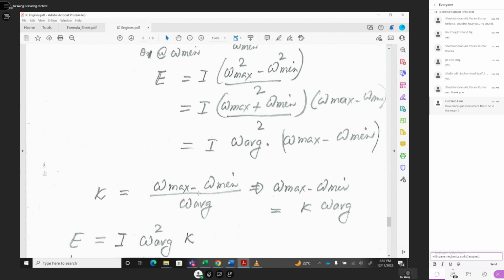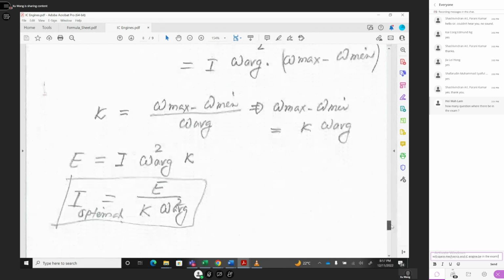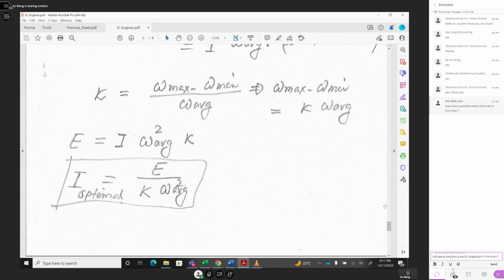So put this inside: k times omega average replaces omega maximum minus minimum, because maximum minus minimum is equal to k multiplied by omega average. And this times another omega average gives I omega average squared times k. All right. So you then get the optimized rotational inertia I equal to work or energy divided by k and divided by omega average squared. We assume the average omega is specified.